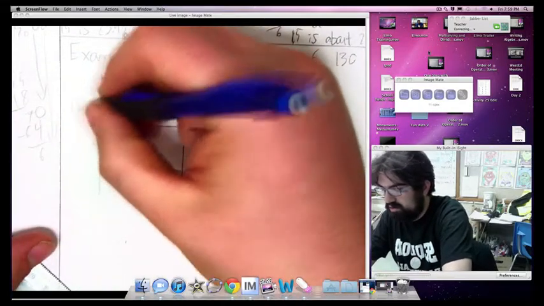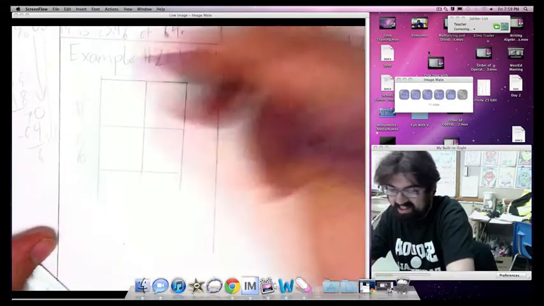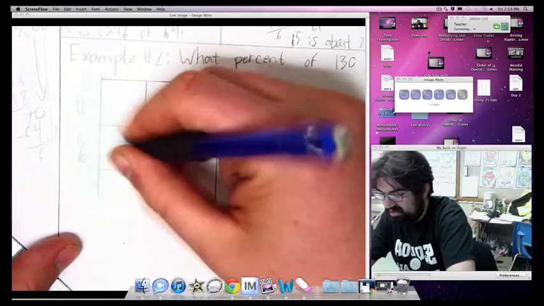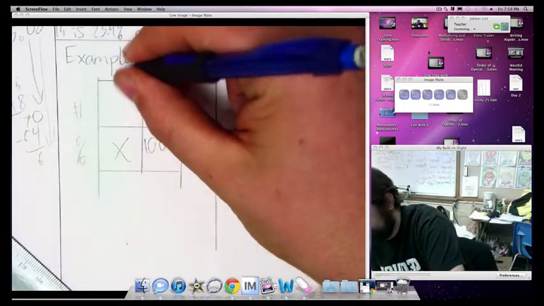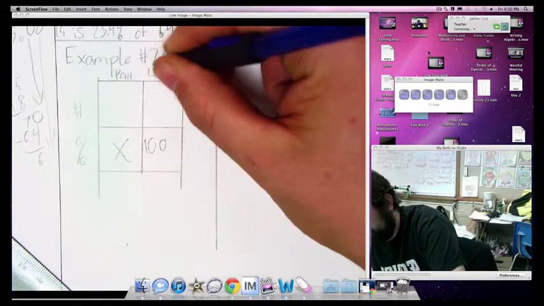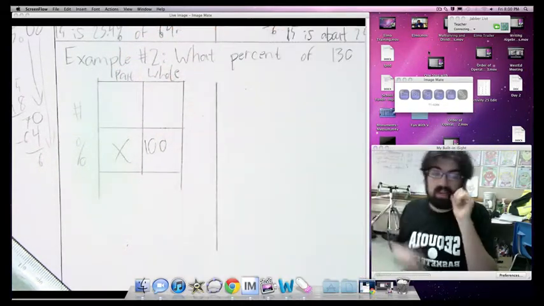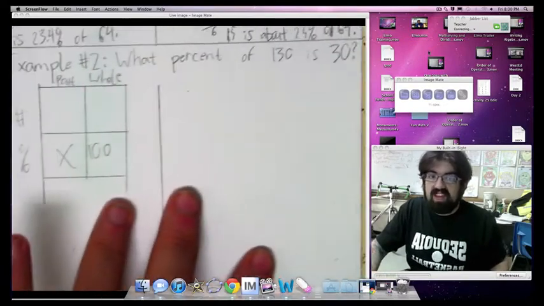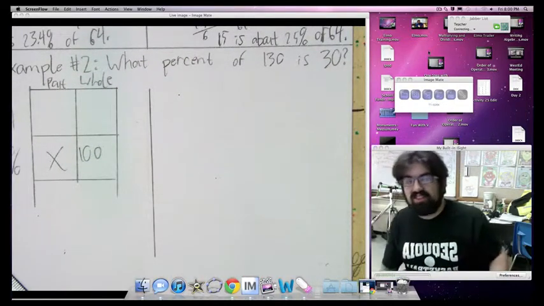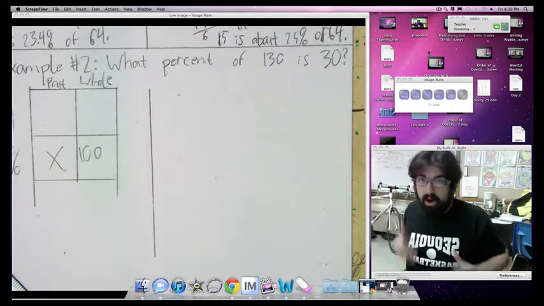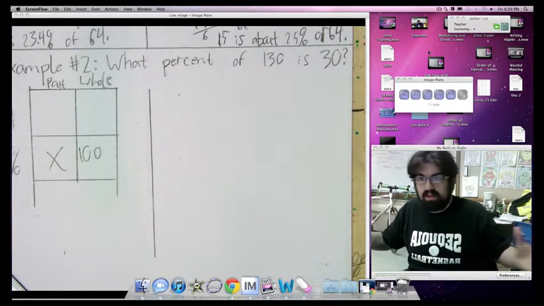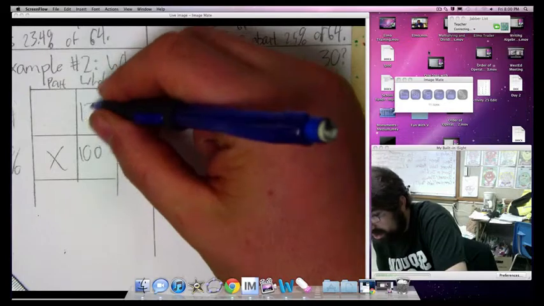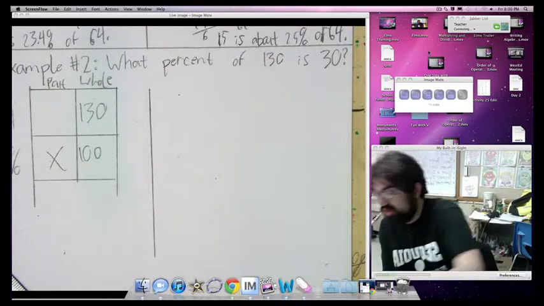We've got numbers, we've got percent. Again, it's asking what percent, so I'm going to call this x. Makes my life easier. This is the part, this is the whole. So let's read the question very carefully. What percent of 130 is 30? So what part of 130? We're asking what part of this big number? Well, that means that 130 must be the whole. Is 30.